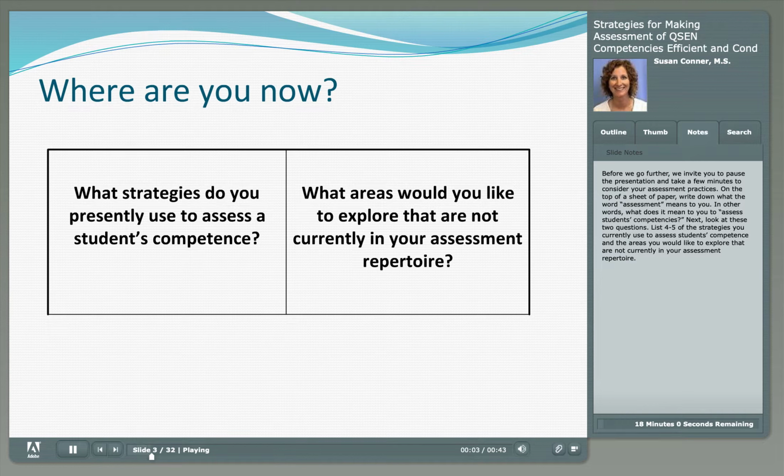Before we go further, we invite you to pause the presentation and take a few minutes to consider your assessment practices. On the top of a sheet of paper, write down what the word assessment means to you. In other words, what does it mean to you to assess students' competencies? Next, look at these two questions. List 4 to 5 of the strategies you currently use to assess students' competence and the areas you would like to explore that are not currently in your assessment repertoire.